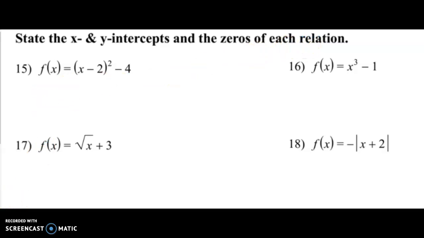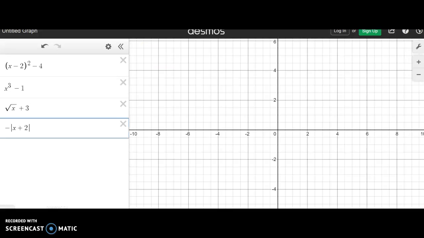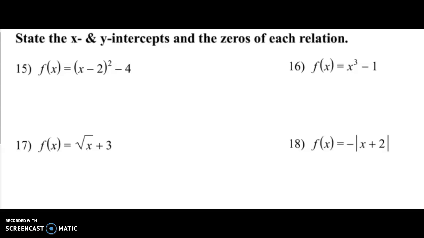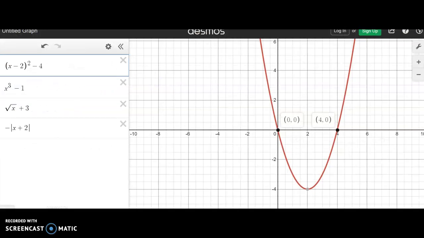So let's look at Desmos. We'll type these into Desmos. All right, so let's take each one of these one at a time while we're looking at them in Desmos. So the first one, this is what it looks like. There are two places where it crosses the x-axis at 0 and 4. So that's going to be my x-intercepts. And that's also my zeros, or we also call those roots, remember. The y-intercept, it crosses the y-axis at 0.